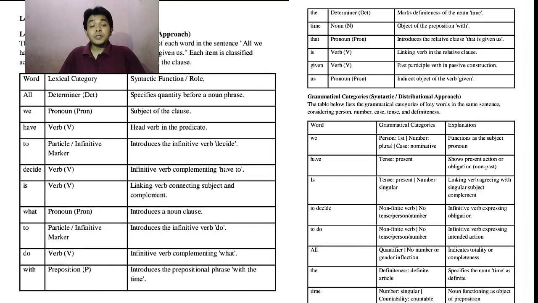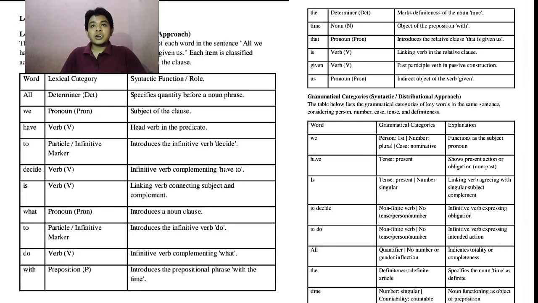Grammatically, we is a first person plural pronoun in the nominative case. Have and is are verbs in the present tense, and us is a first person plural pronoun in the subjunctive case. The determiner "the" marks definiteness, indicating that time is specific and already known. This analysis shows how syntax connects words, phrases, and clauses through grammatical relationships like tense, number, and case.